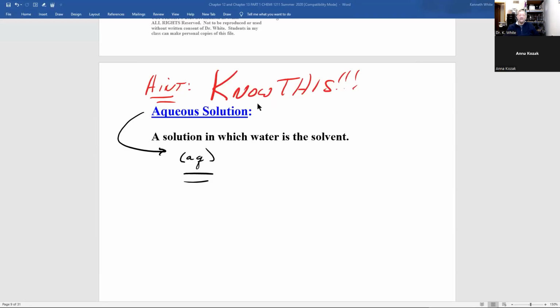It even says it on the screen. Know this. An aqueous solution is a solution in which the water is the solvent, and it's shown in a formula, which I'll teach you later in this chapter, bracket AQ, close bracket. And aqueous comes from the Latin, also Spanish term, aqua, which is for water.